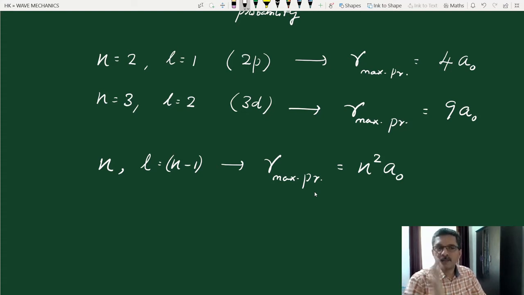So for a given n, if you consider different l states, the l state corresponding to the maximum value of l, that is n minus 1, shows the most probable radial distance exactly as n squared a0, which is the radius of the Bohr orbit. For each orbit in the Bohr model, the radius is given as n squared times a0. So the correspondence is that for the orbit with the highest l value, the most probable radial distance is n squared a0.